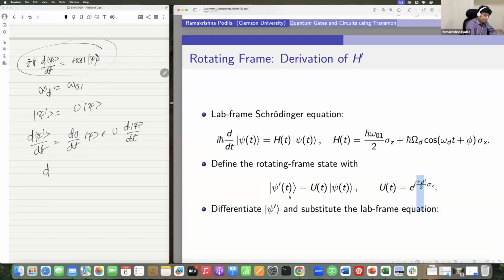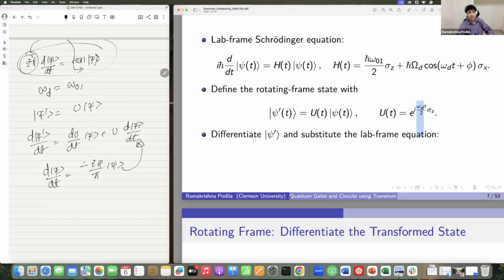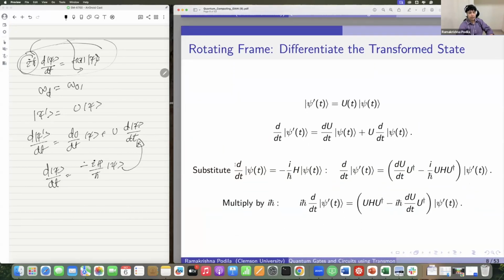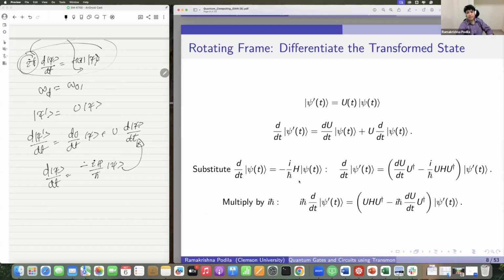So d psi by dt is equal to minus i H by h bar psi, right? I move this i h bar onto the other side, and so I get d psi by dt equal to that. And so I could plug that back in here, right? And that's exactly what we are going to do. That is, d psi by dt is this.